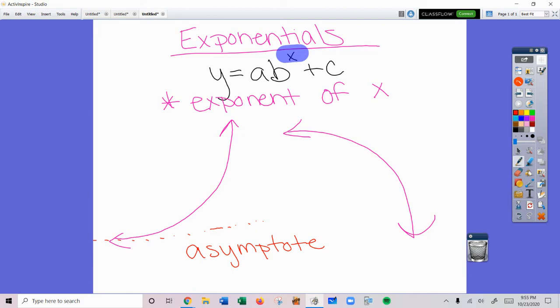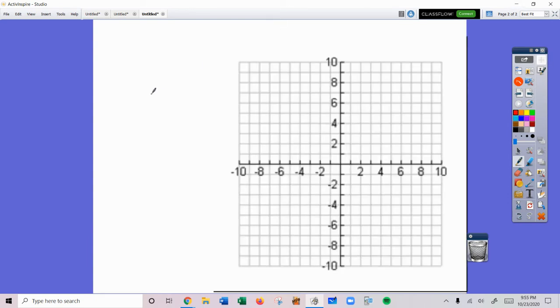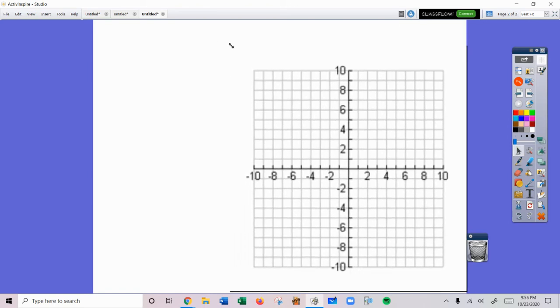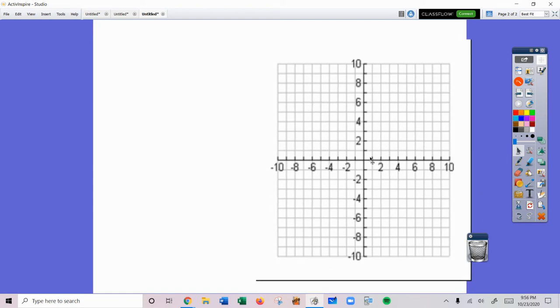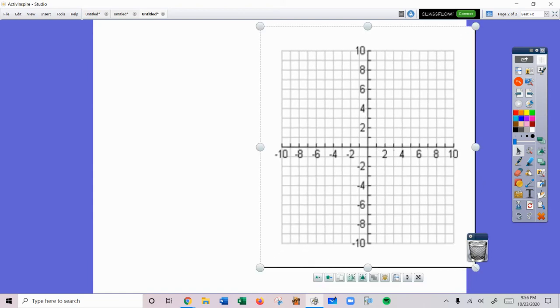The good news is that we basically already learned everything we needed to know about graphing these things in our other various functions unit. So we're going to have some of the same properties that we've seen before. We just now need to put it all together into an exponential.